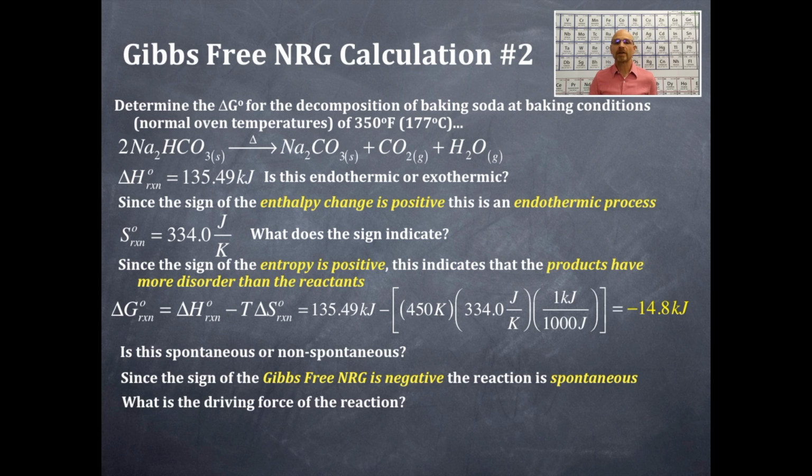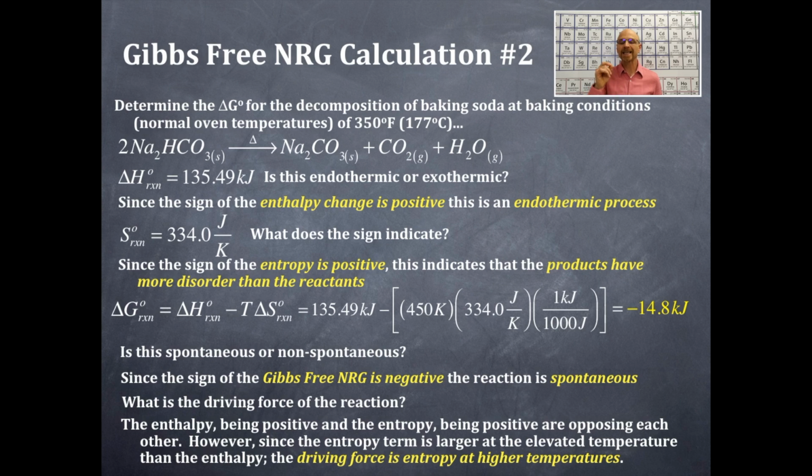And then what is the driving force for this reaction? Well, the driving force for this reaction, the enthalpy and the entropy, both being positive, they're opposing each other. However, since the entropy term is larger at this elevated temperature, that means that the driving force is entropy at higher temperatures. Okay? So, as you increase the temperature, that entropy term becomes larger and larger and larger. So look at that equation, delta G equals delta H minus T delta S. It's really important that you understand this. We are multiplying the entropy term times the temperature.